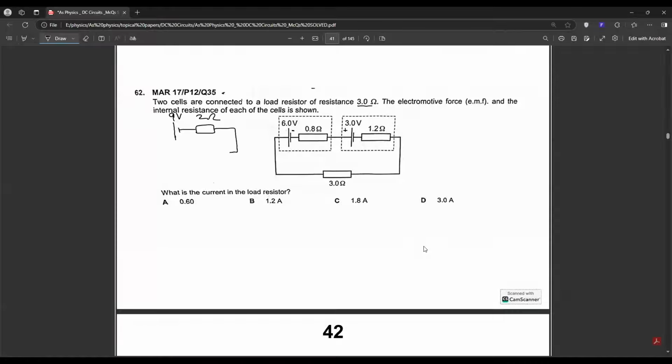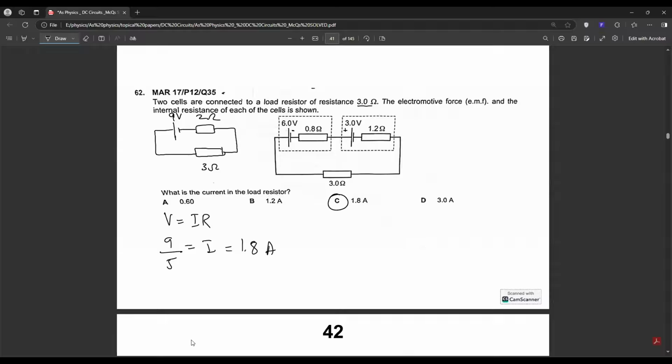Perfect. And you have a 3 ohm resistor here. You have a total voltage of 9. Total resistance is 5 ohms. V is equals to IR. Voltage is 9, resistance is 5. Current comes out to be what? Let's calculate it. 9 divided by 5. This comes out to be 1.8 ampere. C is your answer. The answer to 41 is C. Yeah, it is C. Let's further move ahead.